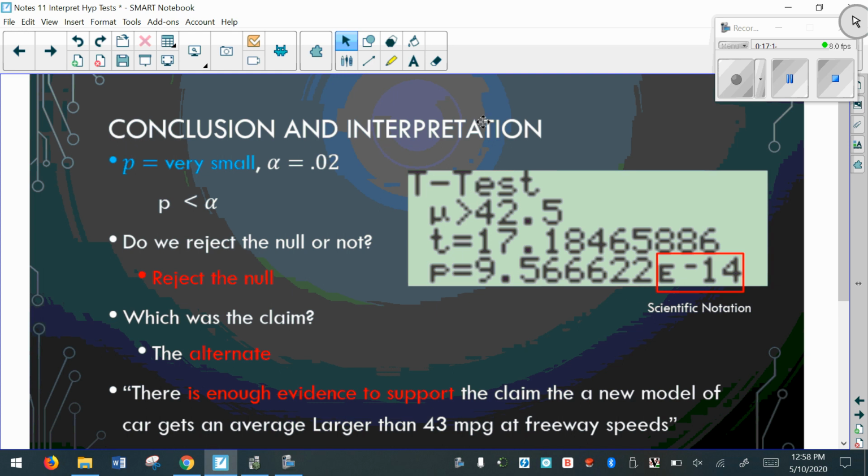So after using your calculator correctly, did you get another very small value where you would be moving this 14 places back to the left? That very small value for P is smaller than alpha. So we want to go ahead and reject. And remember, we said the alternate, since we slightly changed the wording, is the claim. So if we reject the null, then we want to say there is enough evidence to support that claim.